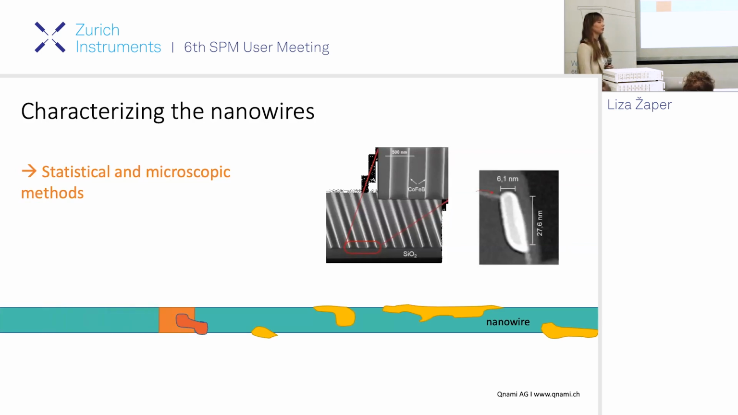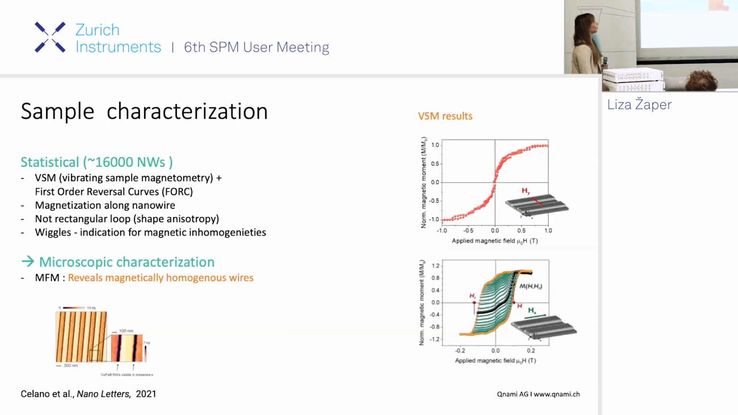So as mentioned previously, the small nanoscopic defects can deteriorate performance of these devices in real life. So people opt for different statistical and microscopic methods to characterize these devices. For instance, at IMEC, they used vibrating sample magnetometry and first-order reversal curves to characterize thousands of nanowires. And these tests have shown that the switching and interaction fields have very narrow distribution, which indicates that the nanowires are more or less the same over thousands of arrays.